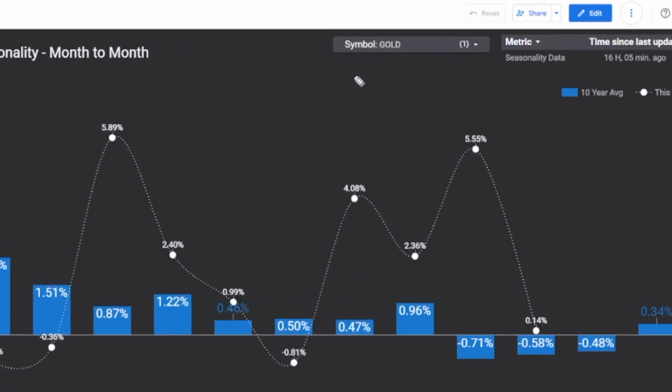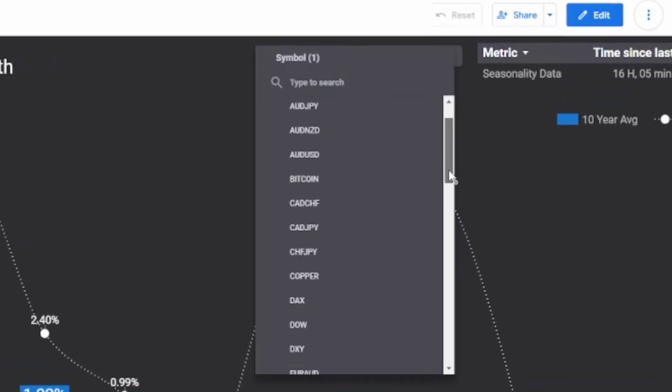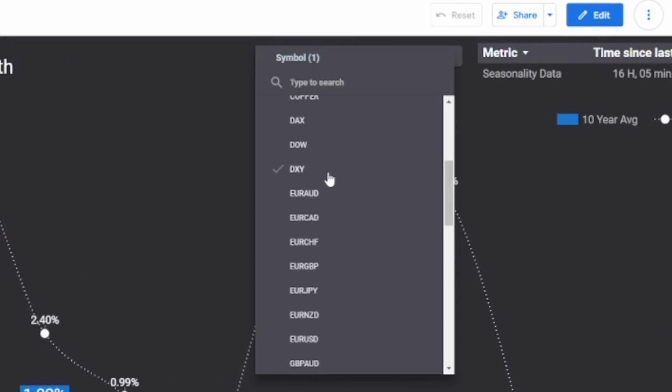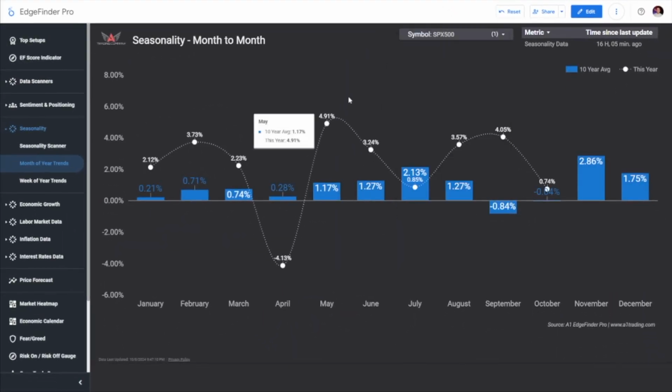So what you can see here in the top section is that we've selected a symbol, but you can select whatever you want. You want to look at the dollar or Dow Jones, Euro Aussie, Euro USD, knock yourself out, the NASDAQ, etc. For simplicity, I'm going to pull up the S&P 500. Now, the S&P 500 is the US stock market 500 index. It's the biggest Fortune 500 companies. And what we're looking at here is the average 10-year back historical performance of the S&P 500 month to month.